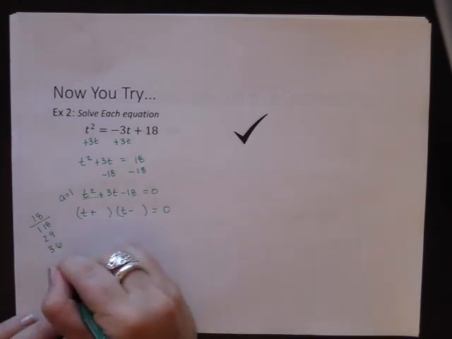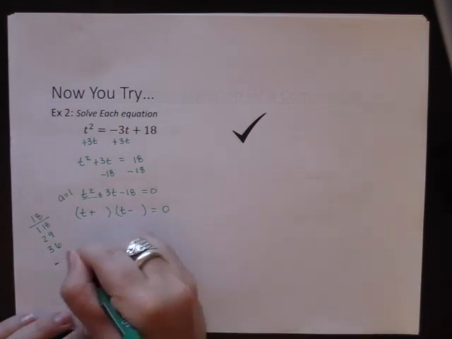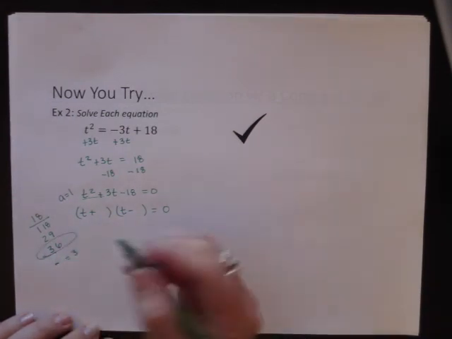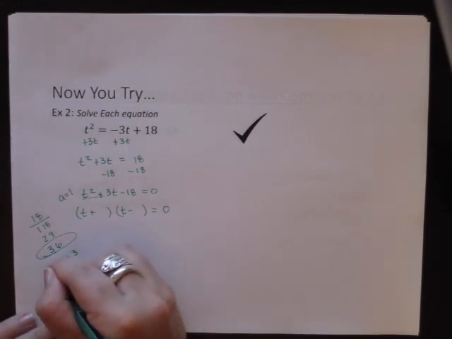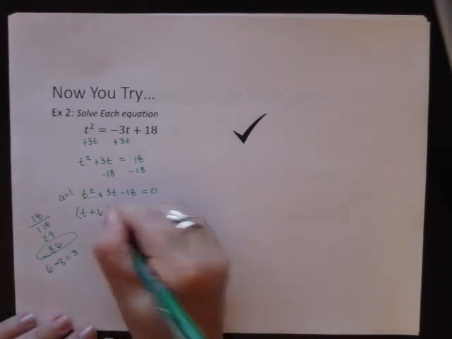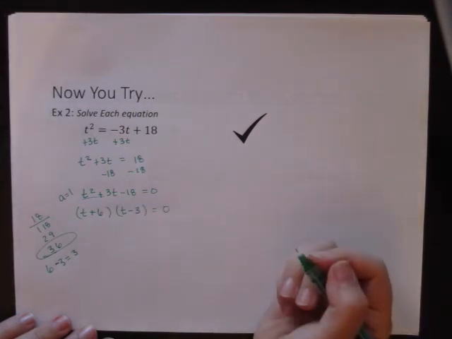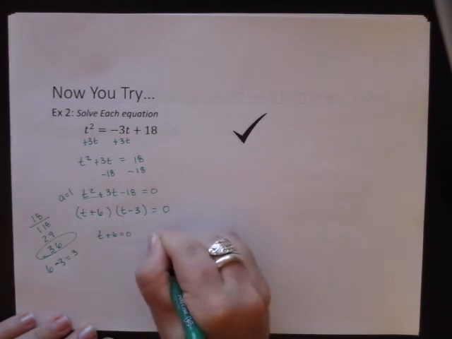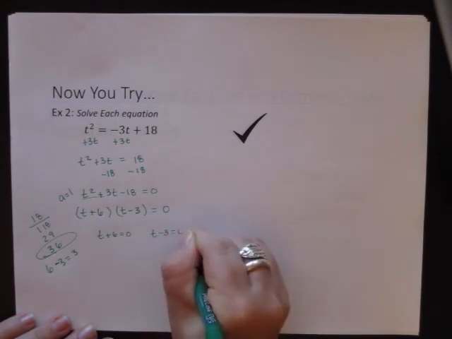Because my signs aren't the same, I'm going to have to use subtraction to get to my b, which is a positive 3. I'm going to use the 3 and the 6, and the order is very important. It needs to be 6 minus 3 to get to a positive 3. So I go 6, I go 3, equals 0. So I got t plus 6 equals 0, and t minus 3 equals 0.